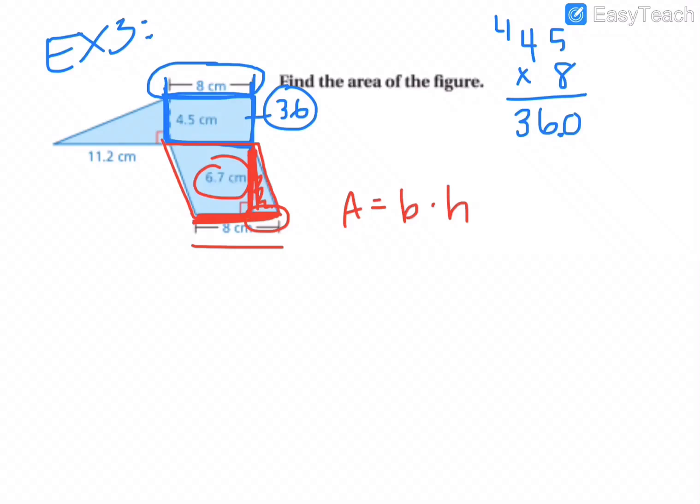And so in this case, it's going to be 6 7/10 times 8. That's going to give us 53 6/10.